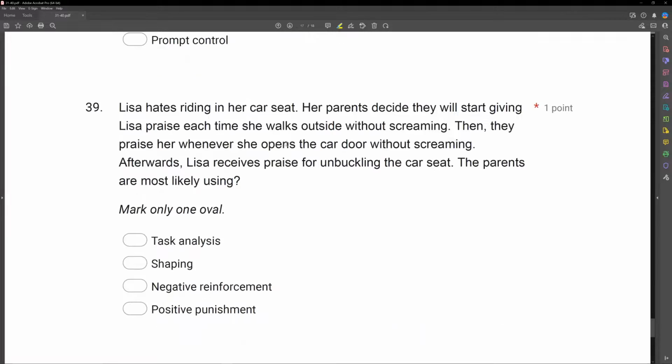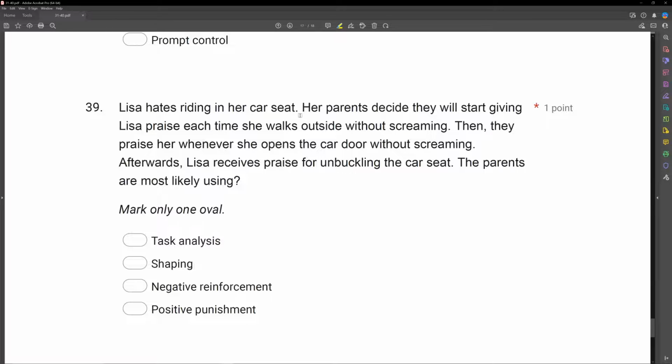39. Lisa hates riding in her car seat. Parents decide they will start giving Lisa praise each time she walks outside without screaming. Then, they praise her whenever she opens the car door without screaming. Afterwards, Lisa receives praise for unbuckling the car seat. Parents are most likely using what? Well, pretty straightforward, right? What are the parents doing?